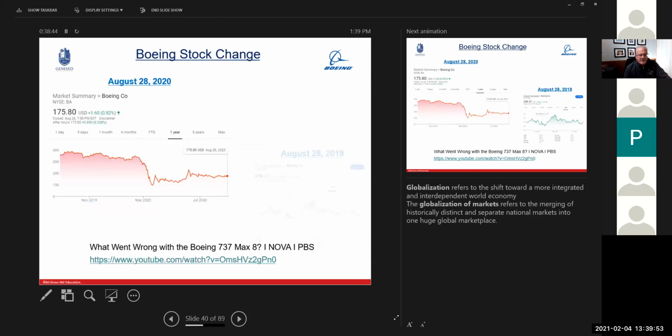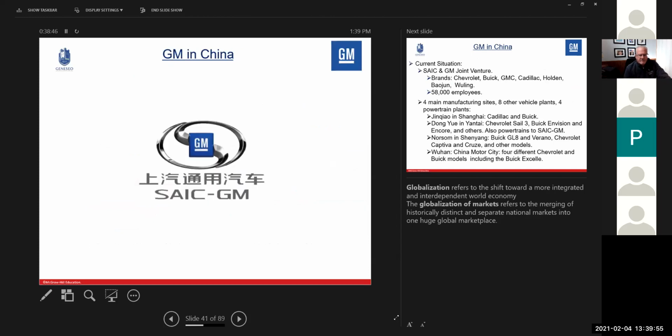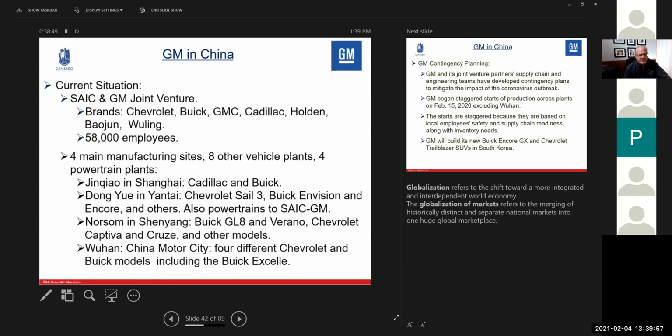With that, I'm going to very briefly touch on General Motors in China. How did they enter China? They formed a joint venture, SAIC and General Motors. They began to work in different parts of China and set up various plants, for components as well as final assembly. By operating in that environment, they are able to supply the Chinese market.